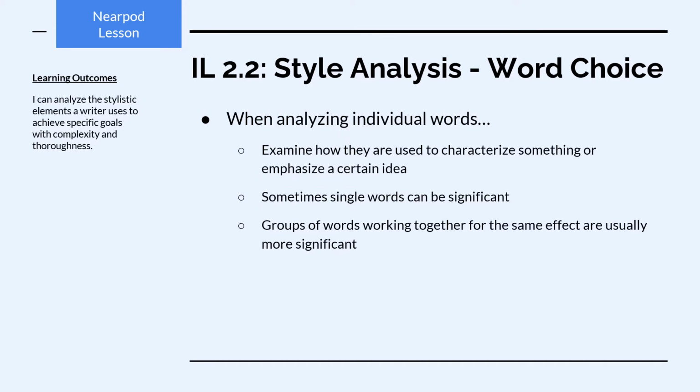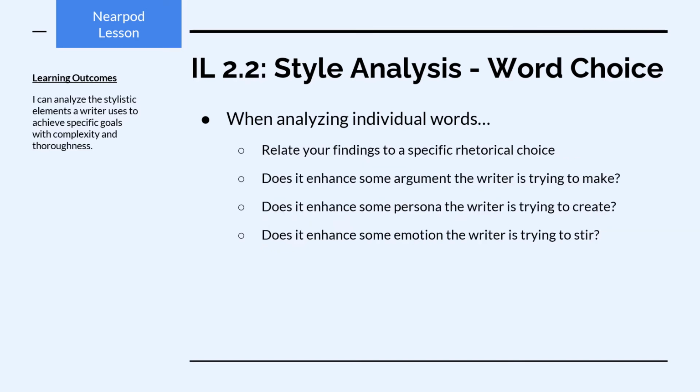Let's look at each of those four elements more closely, and we'll start with analyzing individual word choices. When you analyze individual words, you want to examine how they are used to characterize something or emphasize a certain idea. Sometimes you can look at just single words at a time, and that can be significant. Sometimes some significant idea within a text hinges on this really important word that is only used one time. That can happen. However, more likely you're going to be looking for groups of words that are working together to achieve the same effect, to characterize something or emphasize a certain idea.